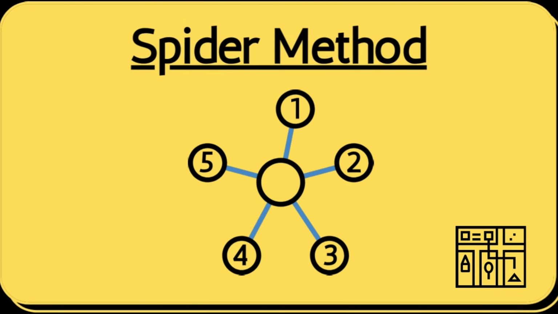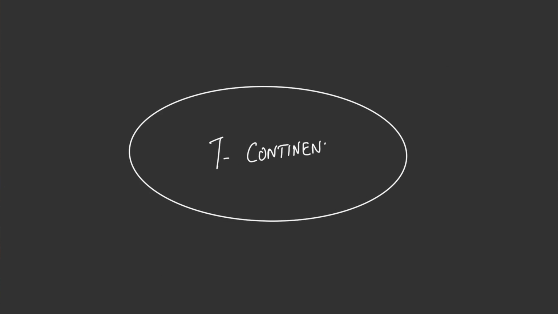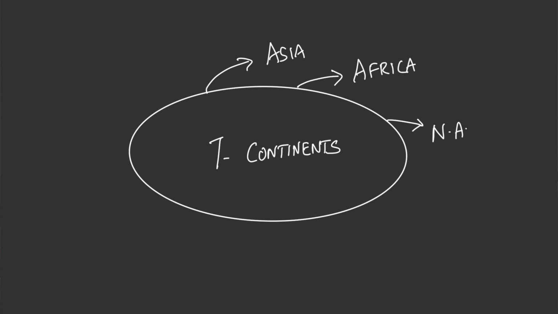In this case, let's consider the 7 continents as our example. This is how you draw it: put the 7 continents in the center, and draw the answers to what the 7 continents are around the circle as legs.